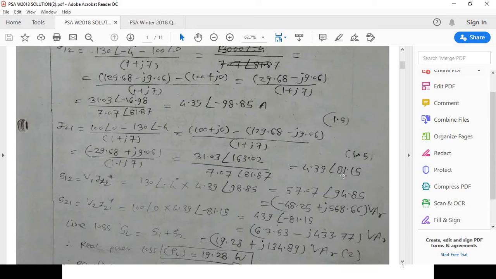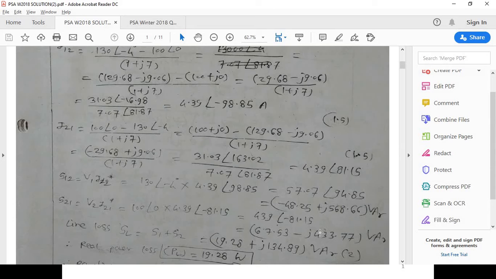But since we are interested in the complex conjugate of current I21, it will be 4.39 at an angle of minus 81.15. So it will be equal to 439 at an angle of minus 81.15, and in rectangular form it will be equal to 67.53 minus j33.77 volt ampere reactive. That is, you have calculated the complex power going from voltage source V2 to voltage source V1.